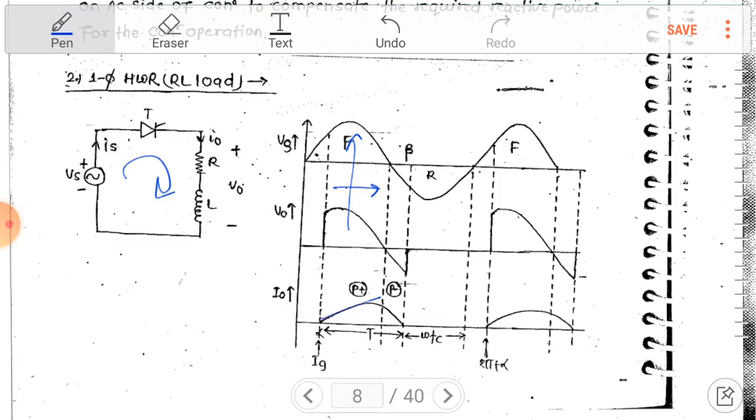From pi to beta, this is known as the extinction time. The thyristor is reverse biased but it is not turned off at this instant, because the inductor has some energy and it will continue to discharge its energy to the supply and to the resistance. So for some time the current starts falling, and it will continue to supply until the energy is equal to 0.